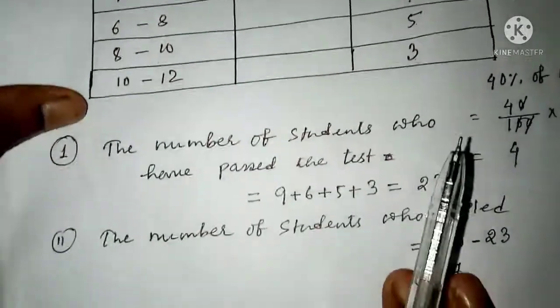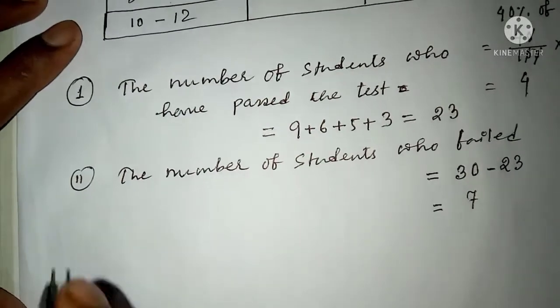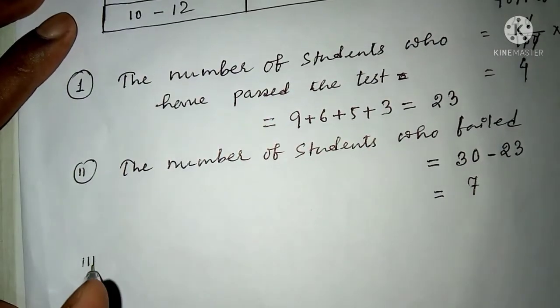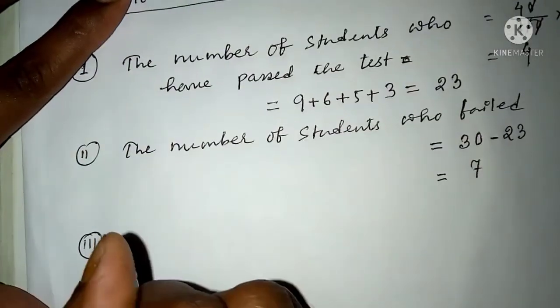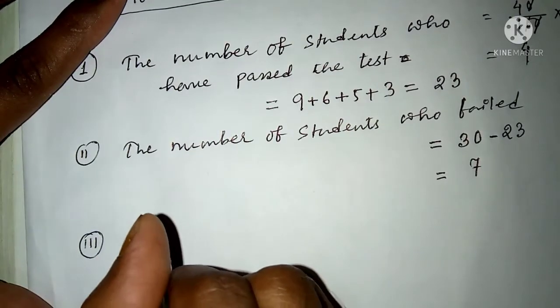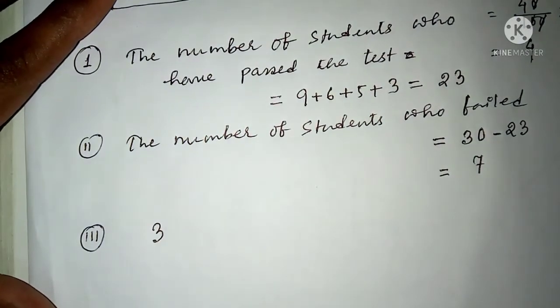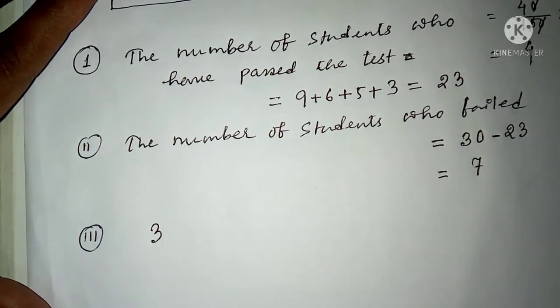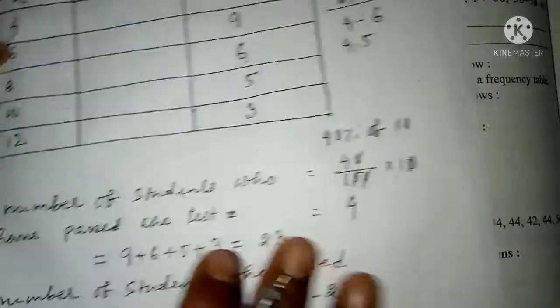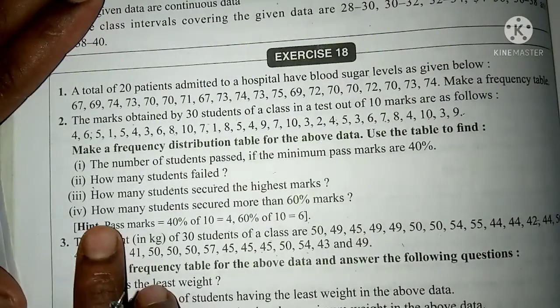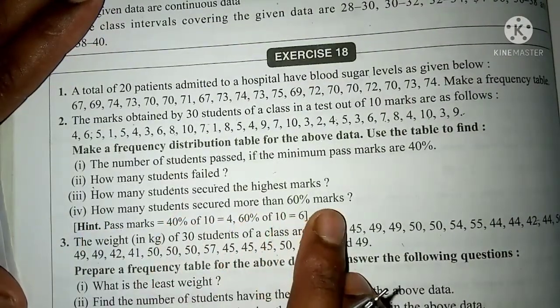Okay, now we'll write the answer directly. I'm writing here 3. So 3 students have secured the highest mark. That means all of them have got how much? That is your 3. Then the next, the fourth one, is how many students secured more than 60% marks.